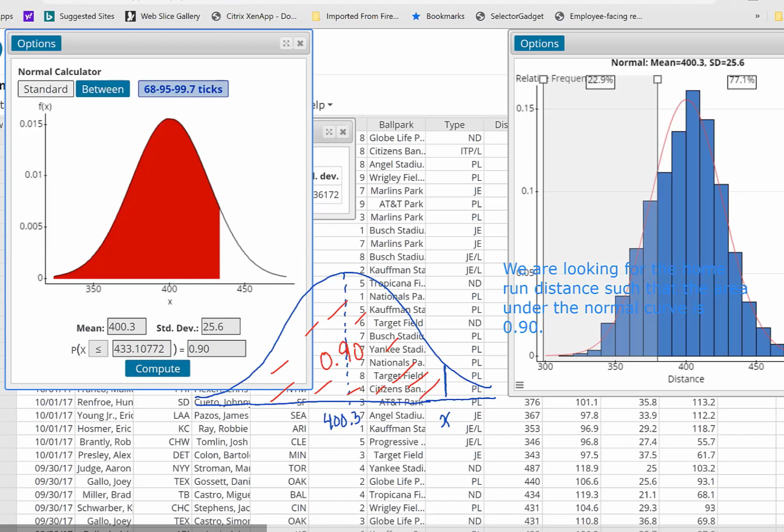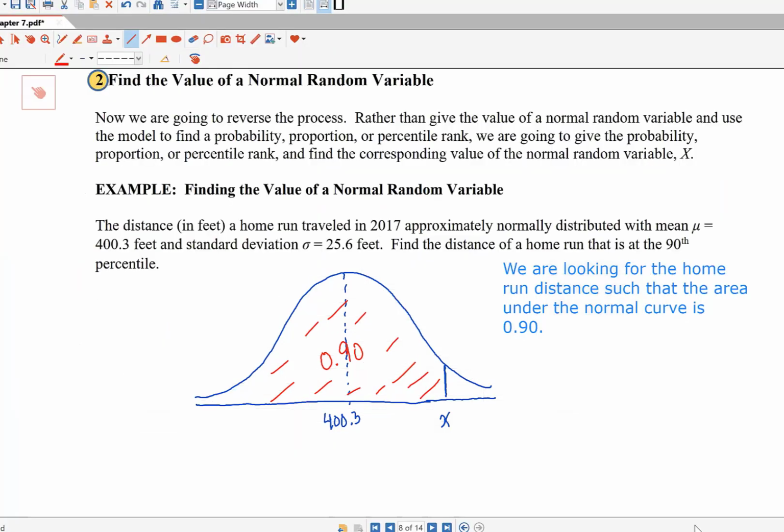So that's essentially what you said, working backwards. Are you still seeing it? Because I accidentally hit the pause button. The X equals 433.1. So if your home run distance is 433.1 feet, it's at the 90th percentile.